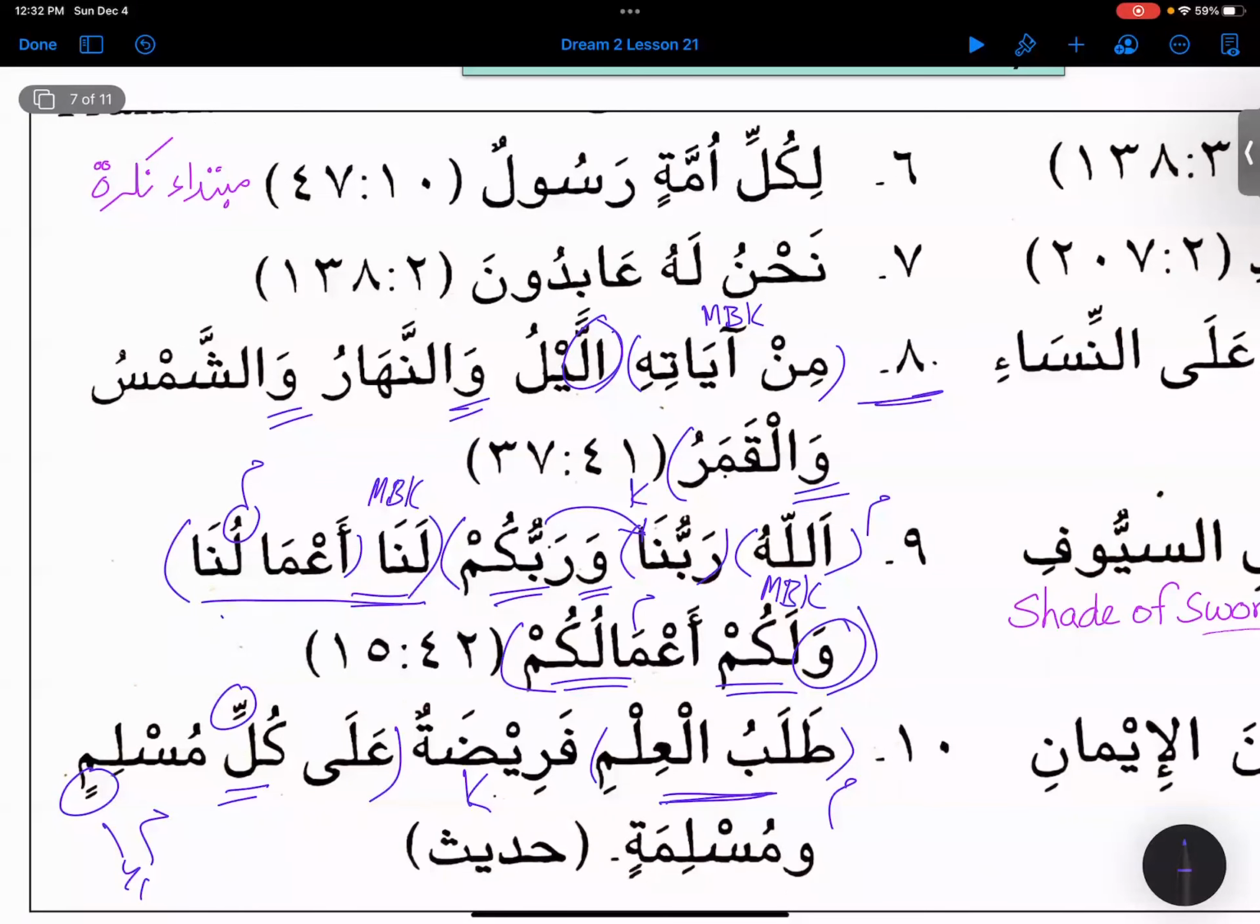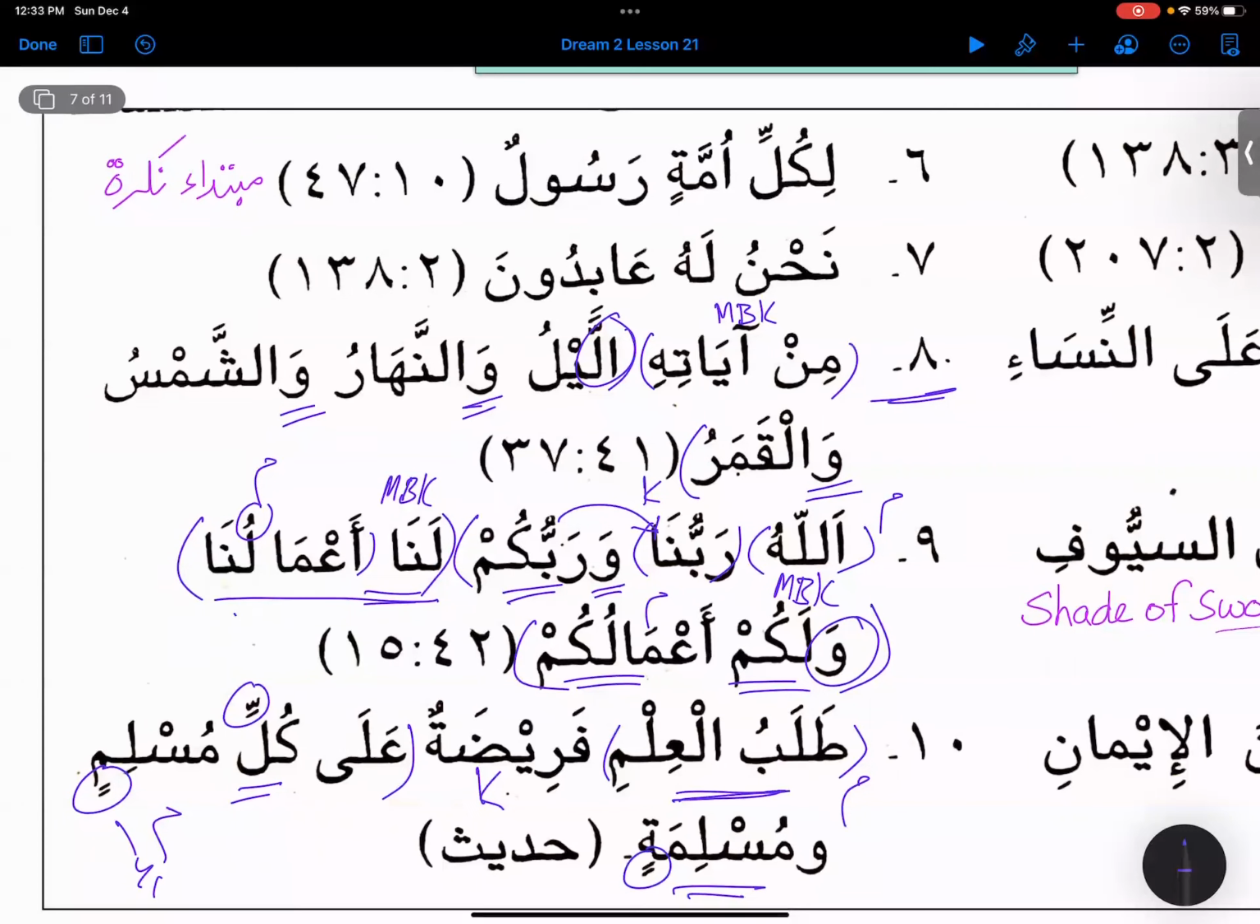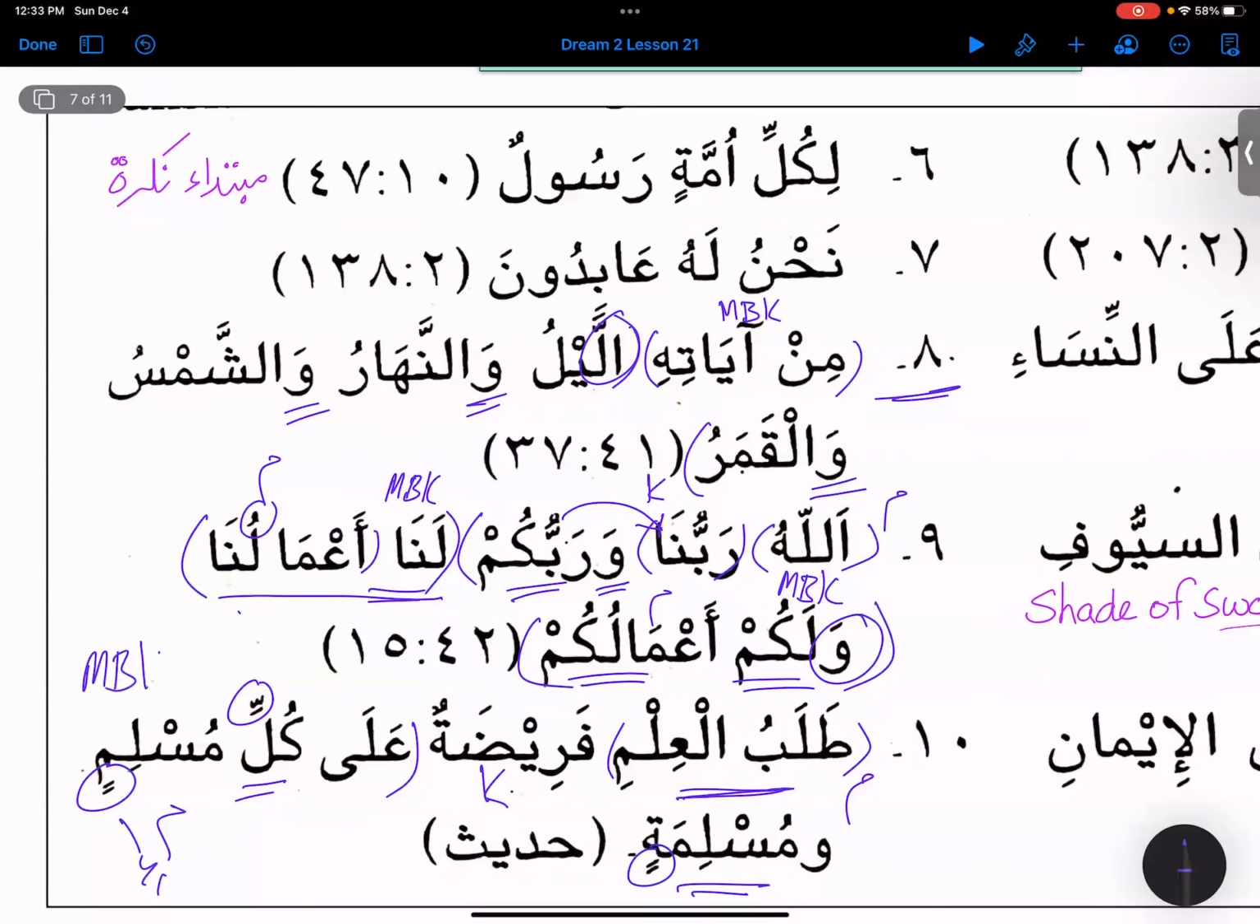Kulli is mudaf, so Muslimin is mudaf ilayhi. Okay, and then Muslimatin. So this Muslimatin is matoof ala Muslimin. Yes, right. So this is basically the follower. And now the whole thing is what? MBK. Right. So how are we going to translate? Seeking knowledge is an obligation on all Muslim men and women. Amen. Subhanallah.